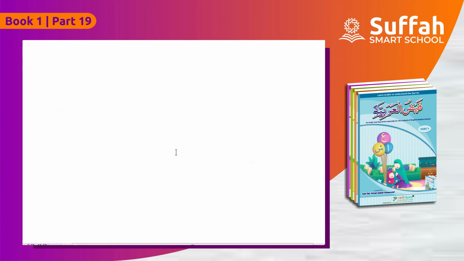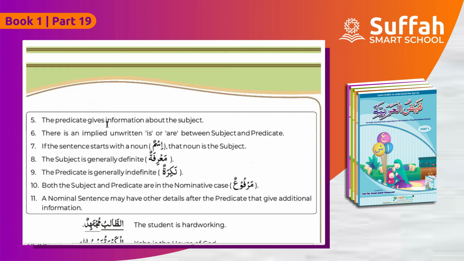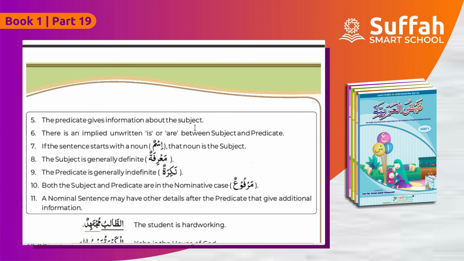Same thing is given here. The predicate gives information about the subject. There is an implied unwritten is or are between subject and predicate. If the sentence starts with a noun, ism, that noun is the subject. The subject is generally definite, marifa. The predicate is generally indefinite, nakira.